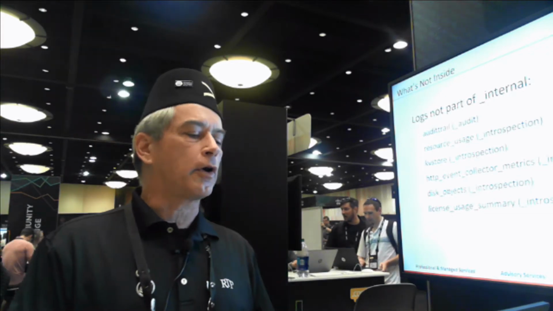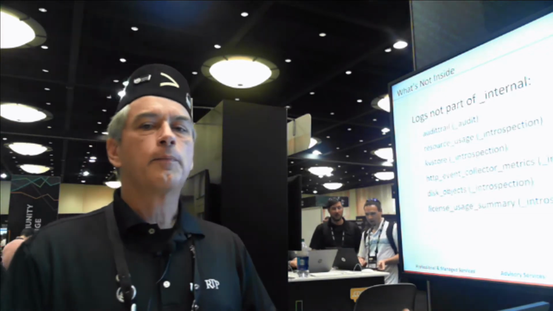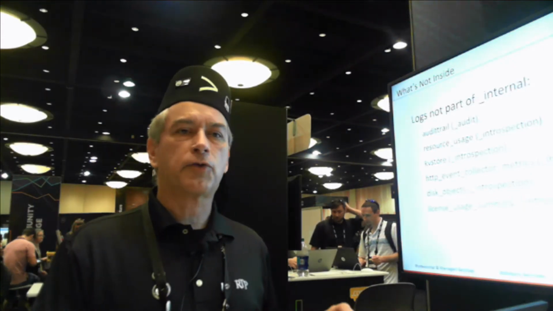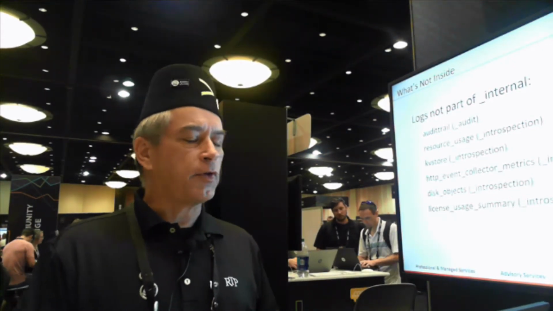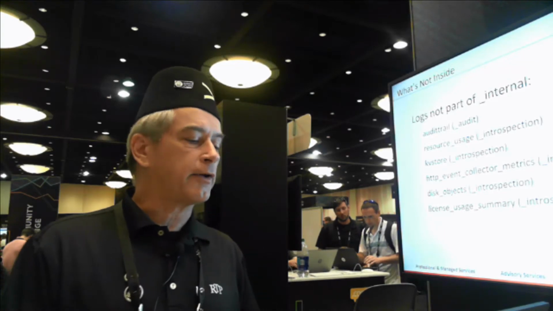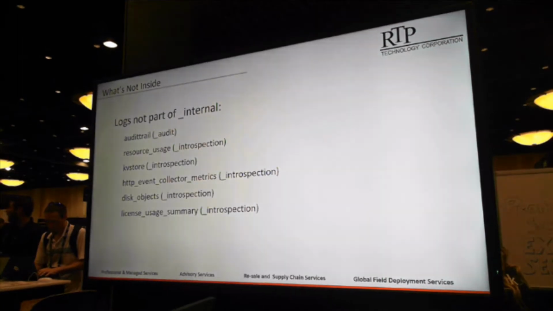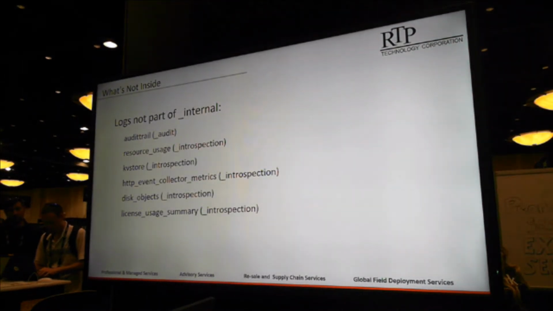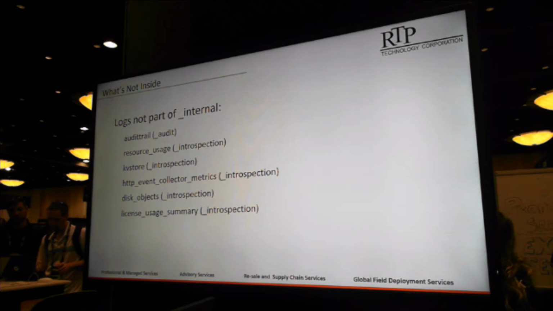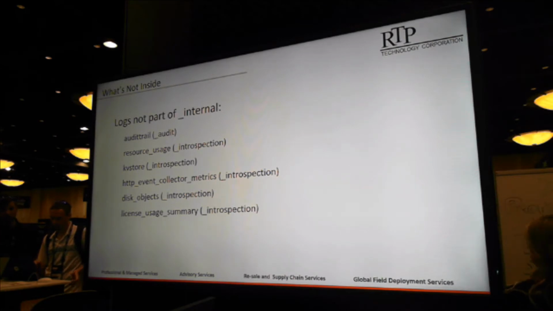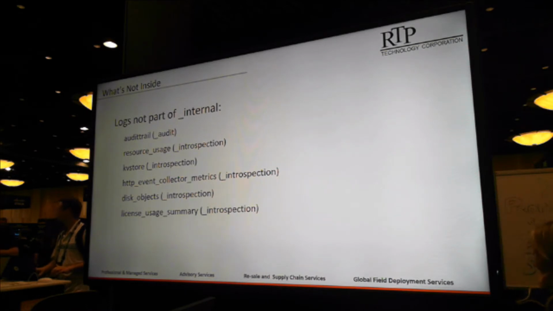Things that aren't in internal are, for example, the audit trail. That's in its own index called underscore audit. Resource usage is in the underscore introspection index. KV store is also part of introspection. Also the HTTP event collector, or HEC, the dist objects log, and the license usage summary log, not to be confused with the license usage log. Those are all in underscore introspection. But we're going to focus today strictly on underscore internal.